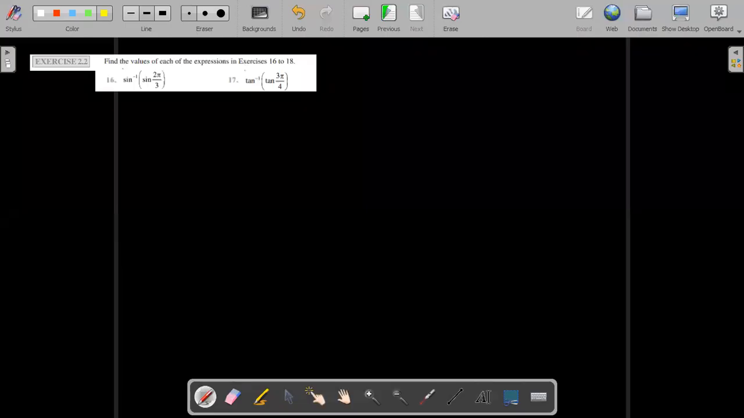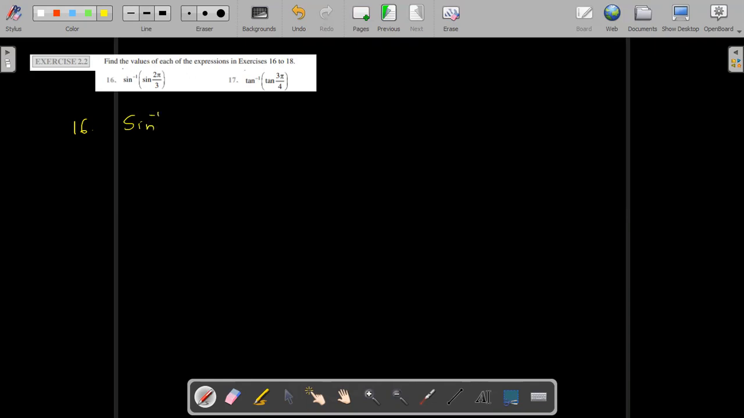Now this is just like the question that we have done in the starting, but in the starting most of the questions were in the range, and now you will find this type of question. For example, this question: sine inverse of sine 2 pi by 3.